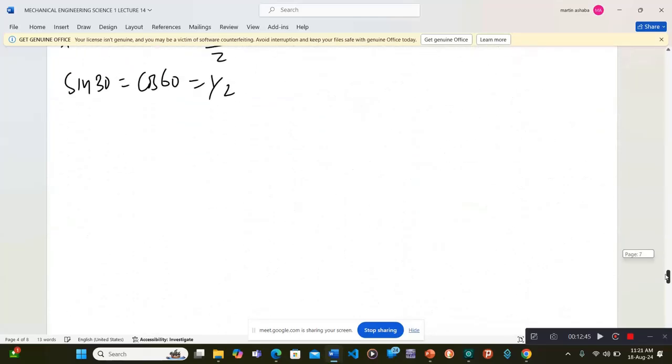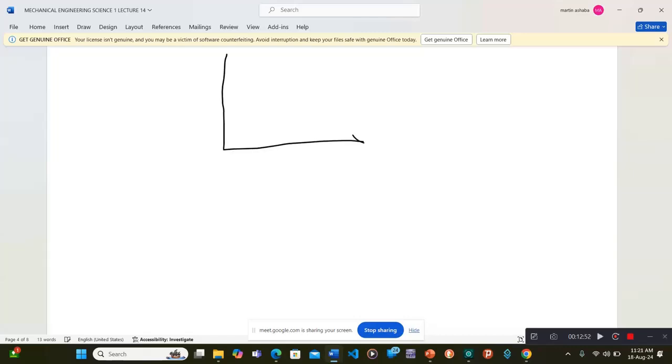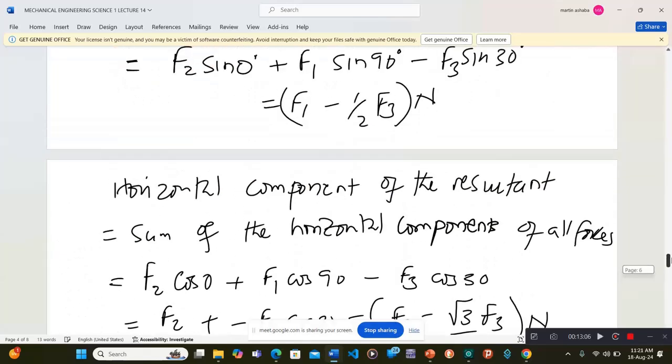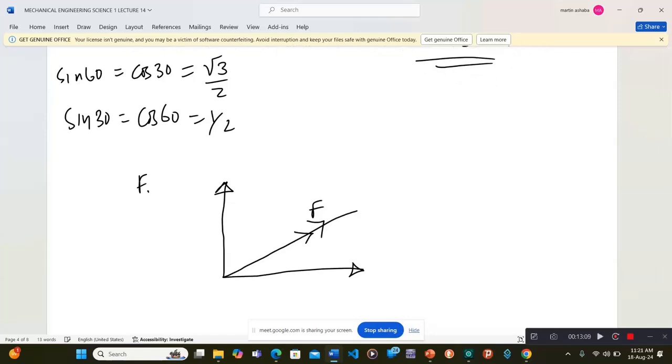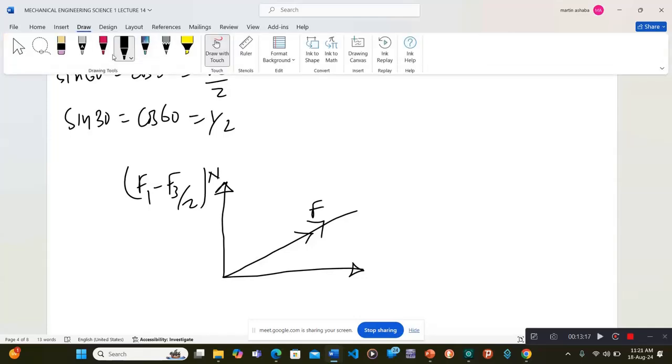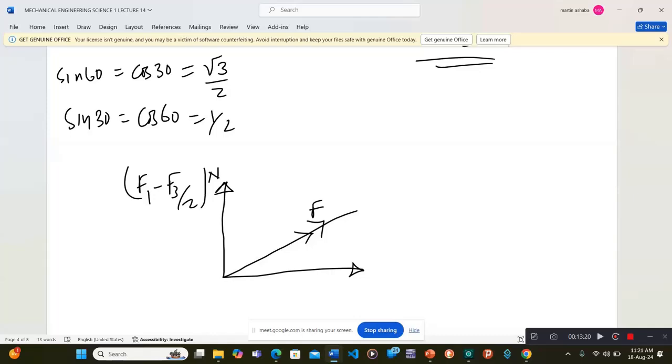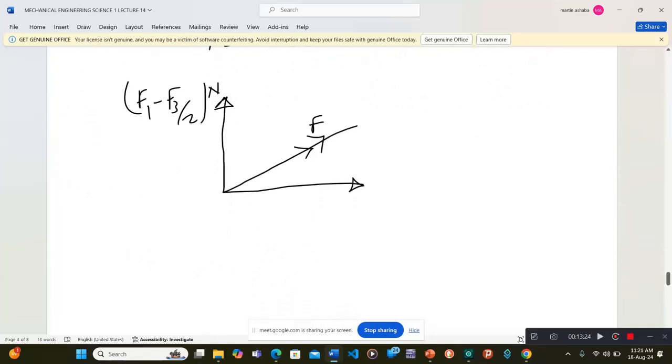So therefore, if I want to now produce my resultant, to draw the resultant and its components, if that is F, the resultant, then the vertical component is going to be F1 minus F3 out of 2, in newtons. Then, of course, the horizontal component is equal to F2 minus root 3 out of 2 F3, in newtons. And then I'll be able to get my F.